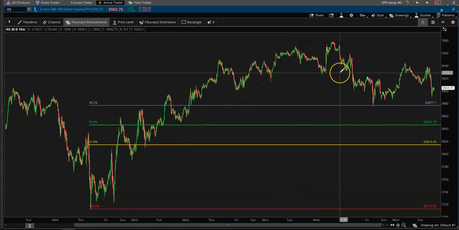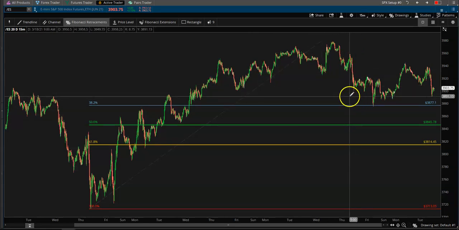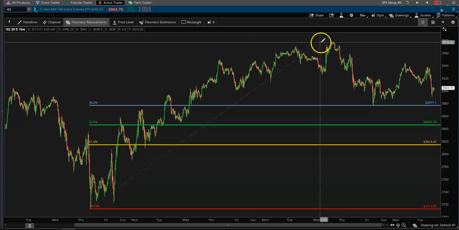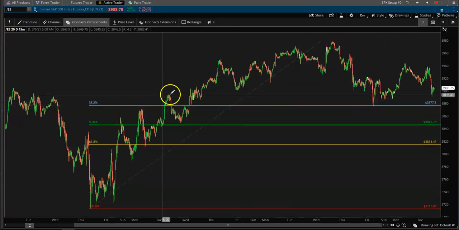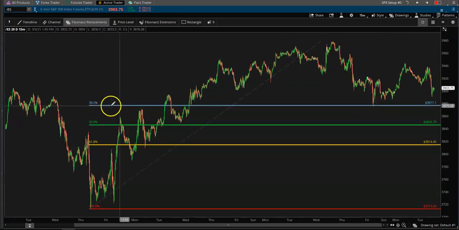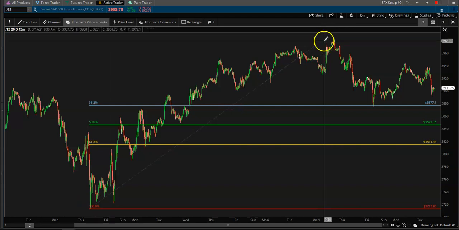Now, some people use the 23. For me, I'm not a big fan of it. Some people like to use the 78. Again, same thing. These are my three major ones. Okay, and usually the longer the move, the better the bounce off of the 38%. I can't make this up, right? All I do is draw from here to here, okay, on the S&P E-mini futures.